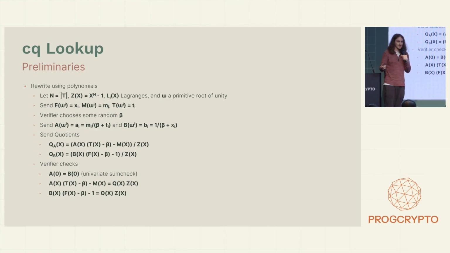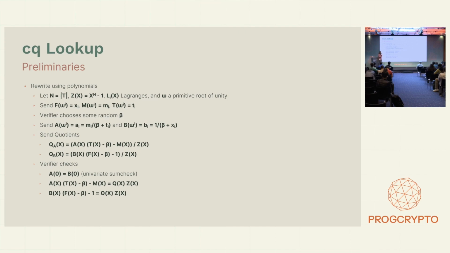In the previous version, I wrote everything using vectors and checking equations on vectors and so on. And now we're going to rewrite things using polynomials. This is kind of boilerplate, but it's important because for CQ, we're going to use KZG commitments, and it has to sort of work with polynomials. So instead of sending x, m, and t, we'll send these polynomials that interpolate those values. Omega is just a root of unity. It's not really important that it's a root of unity. You just have to have Lagranges, and FFTs are efficient in this case.